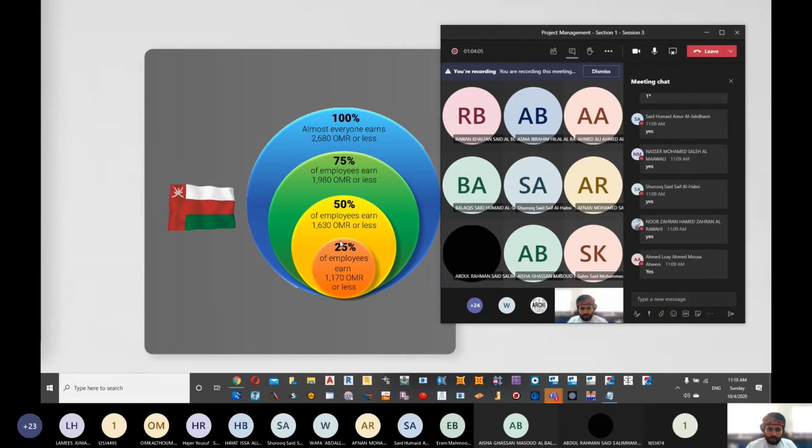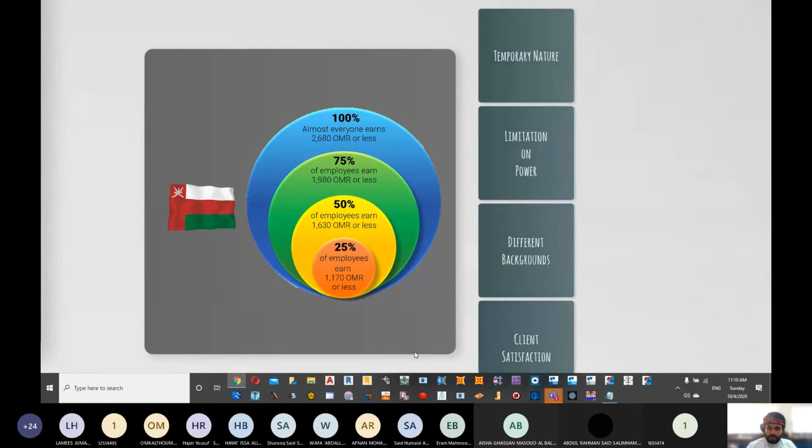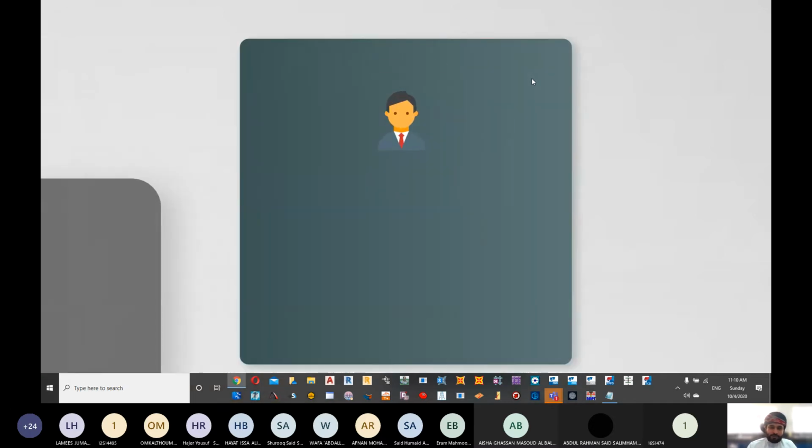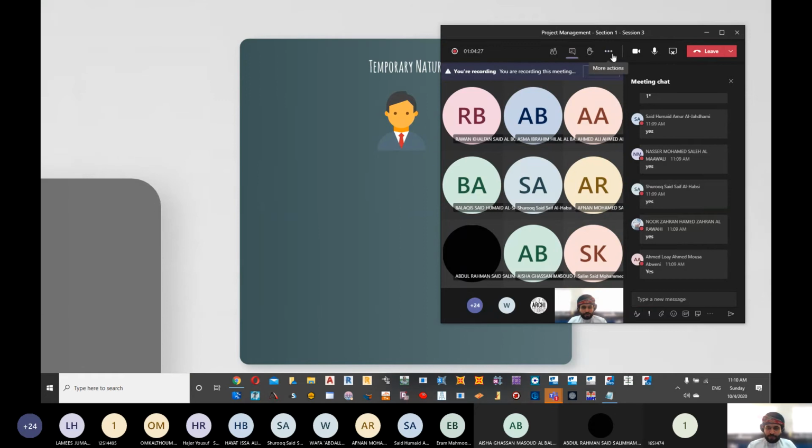And you will understand from this particular point that due to the high salary, they are having a lot of issues or a lot of challenges. We'll try to discuss it. So we have mainly 4 challenges, and then we'll end today's session. First is the temporary nature.